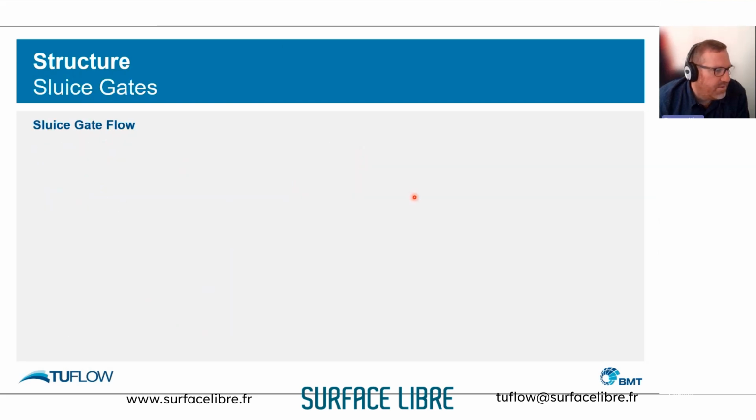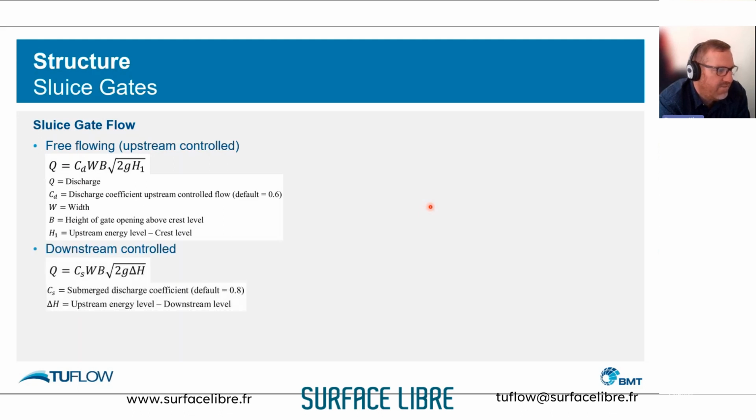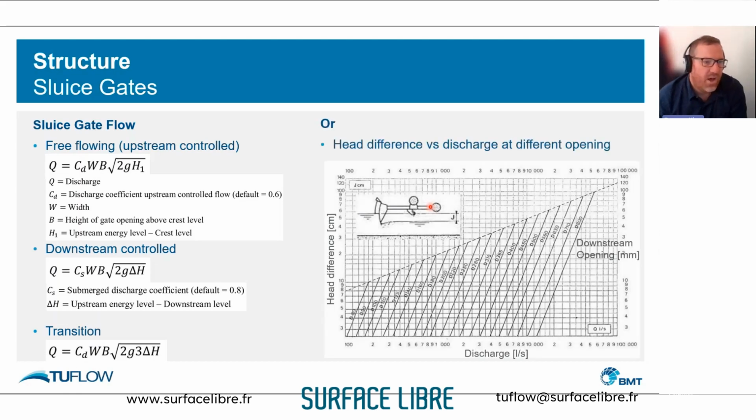Okay. Sluice gates, again, we would represent using 1D structures. We can have various different flow modes. So we could have free flowing, where it's upstream controlled, downstream controlled mode, and also that transition between the two. Or again, we could have a head versus discharge at different openings. So we can use what's known as a QO channel to represent different head discharge relationships based on different conditions.